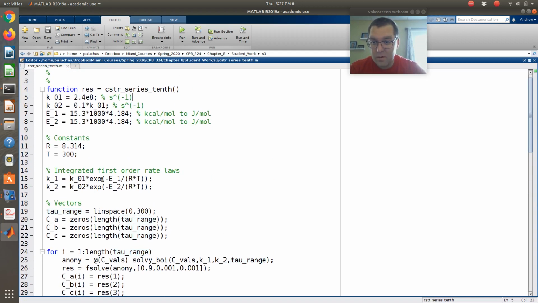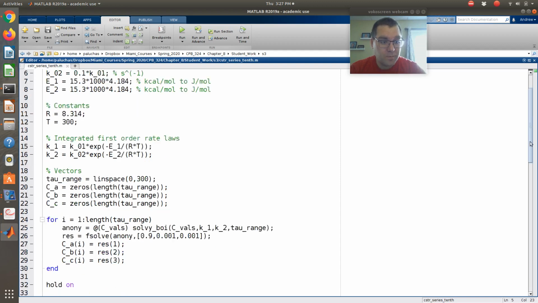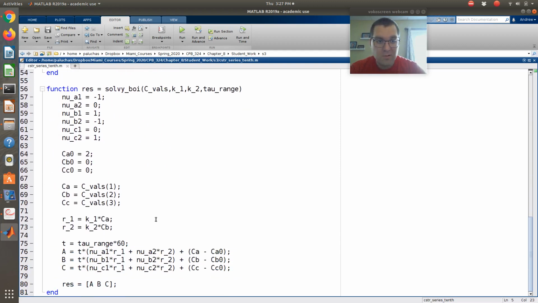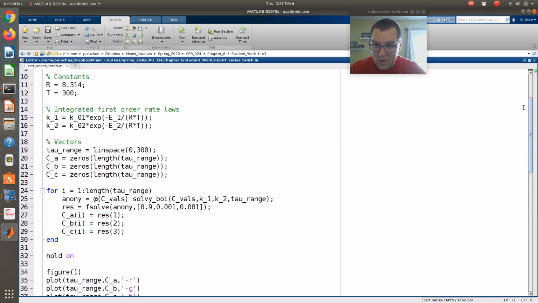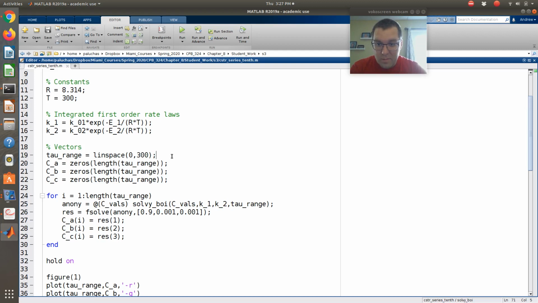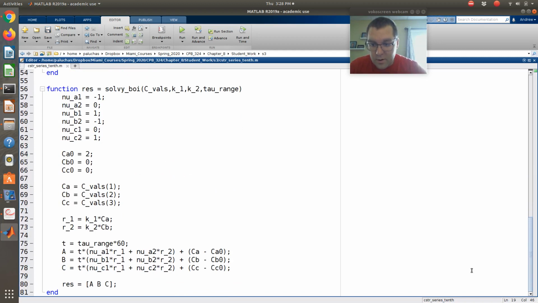This exponential term is dimensionless. K has units of inverse seconds, so my rate has units of concentration per second. What we want to do is multiply by tau in the same units, so that the unit of time cancels and I'm left with units of concentration. So, as I jump around, my apologies, when you create tau up here, 0 to 300, this is tau in minutes. Here you're converting to seconds, and then you plug that into your mole balance design equations.